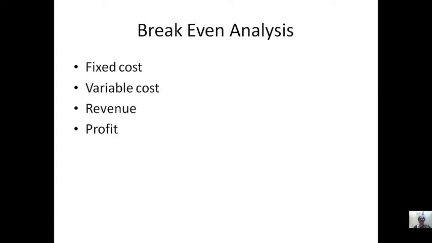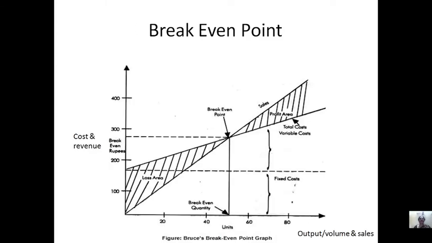See the graph, then you can easily understand. This is the break-even analysis graph. The X axis shows output or volume and sales. The Y axis shows cost and revenue. So overall, break-even analysis tells us the relationship between cost, volume, and profit, which is why it is also called cost volume profit analysis.